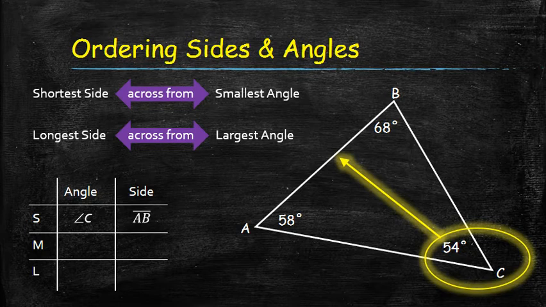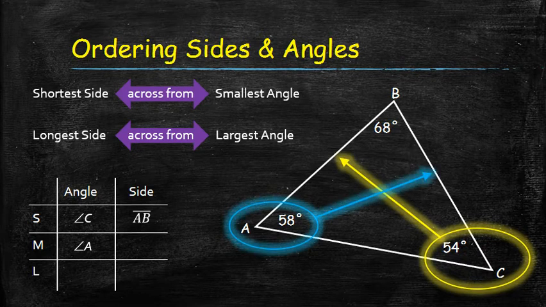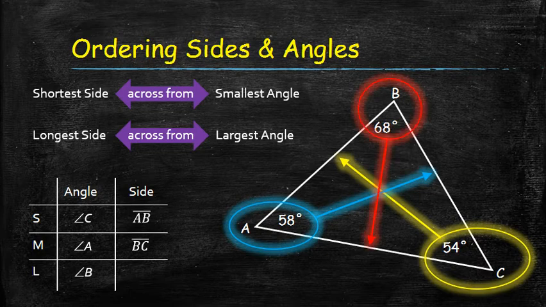I see that at 58 degrees, angle A is the middle angle. I can circle angle A and draw my arrow across. That shows me that BC is the middle side. Now we fill in our largest angle, B, and we'll use the same strategy. Circle and draw our arrow. So we see that AC is the longest side.